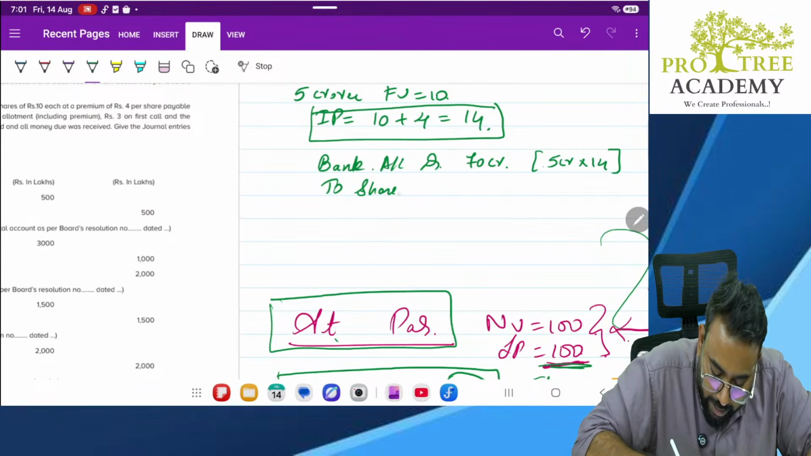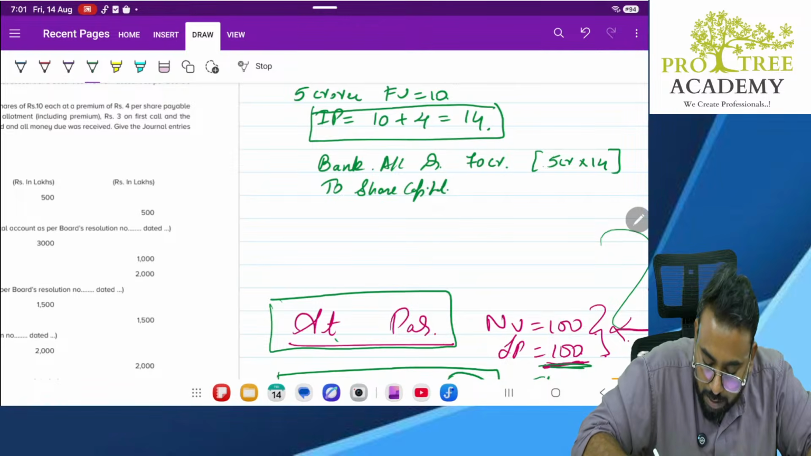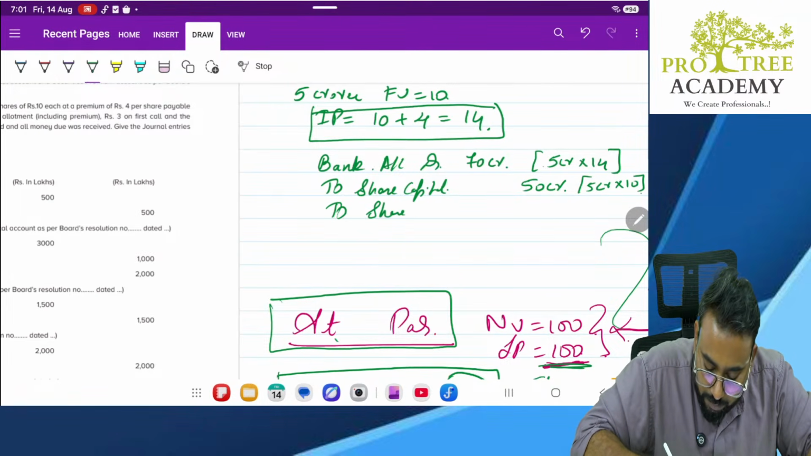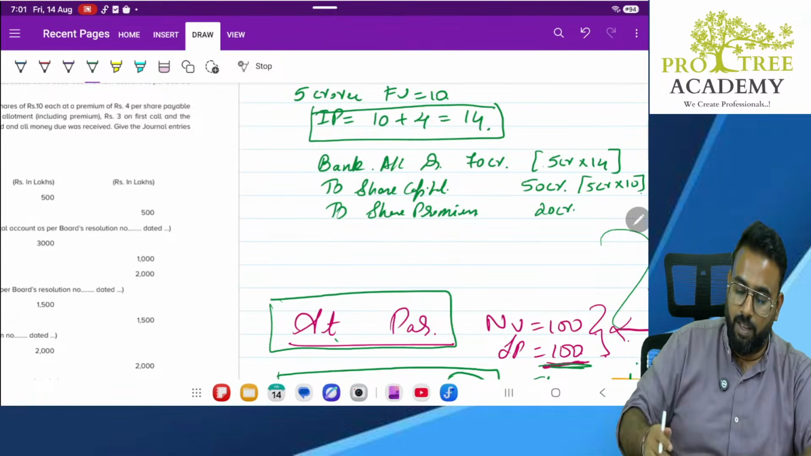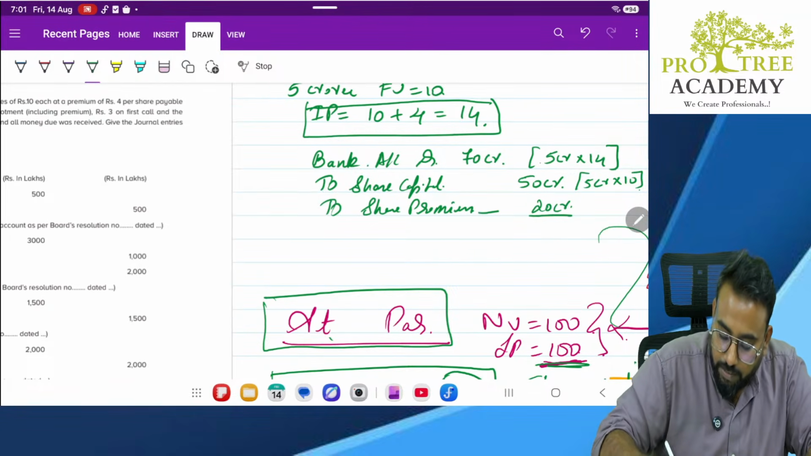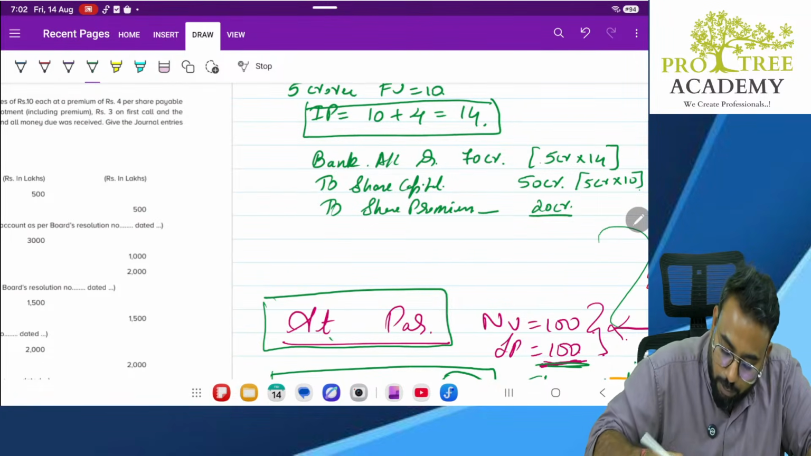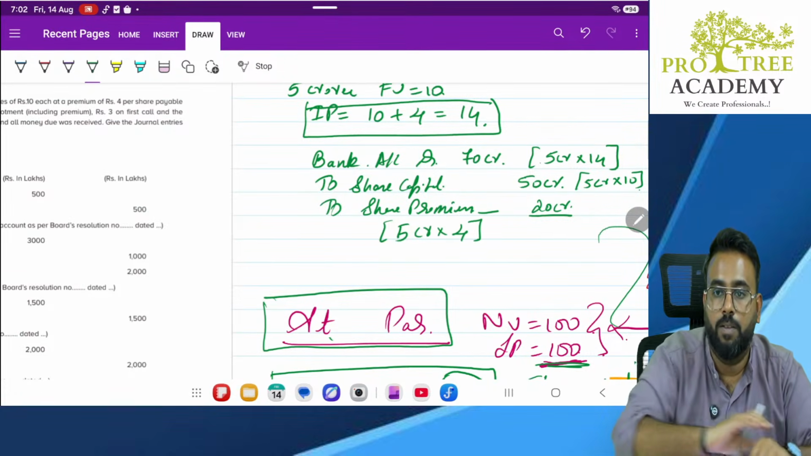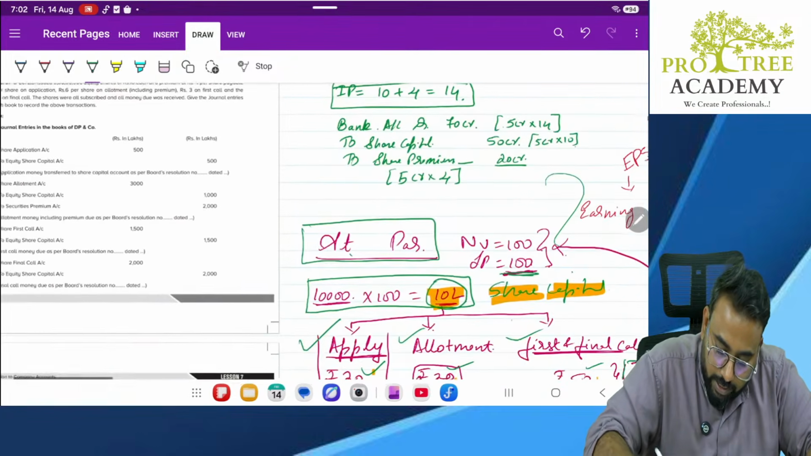To share capital, how much? 50 crores. Sir, how 50 crores, sir? 5 crore into 10, 50 crores. To share premium, how much? Balance, 20 crore. Don't sit and calculate, debit and credit should match. 70 minus 50 is 20. Clear. If you want to calculate, also calculate: 5 crore shares into the premium of 4 rupees. Clear? Yes? Okay. This is the journal entry.